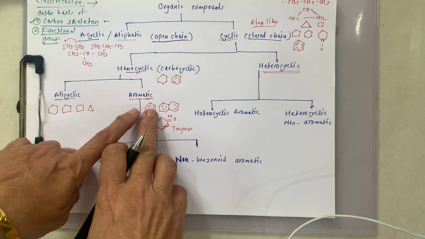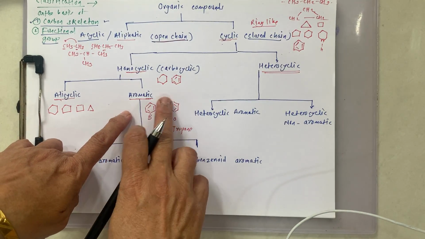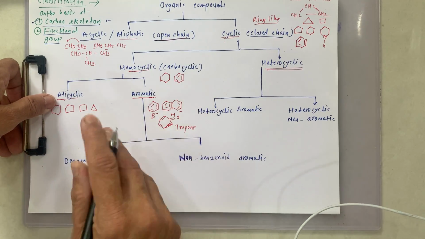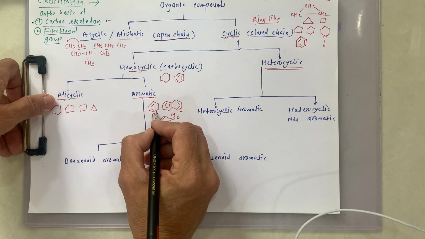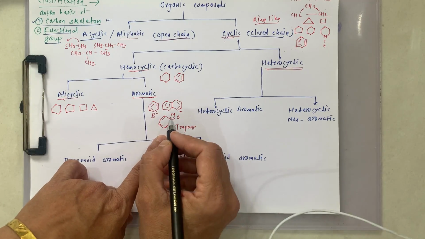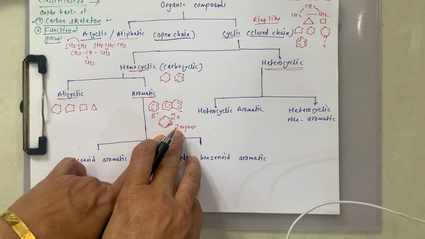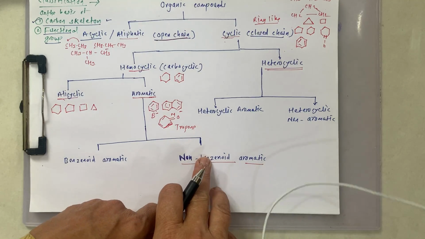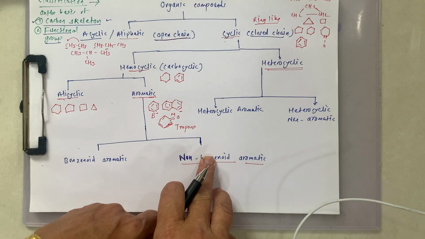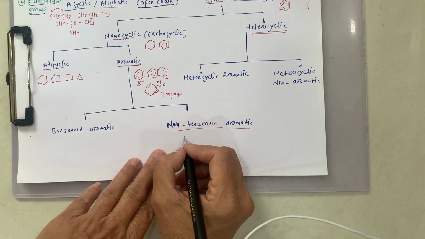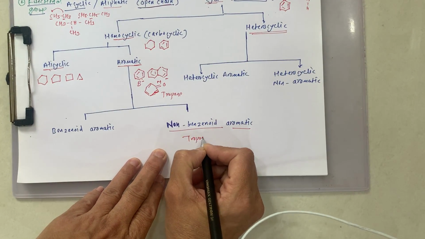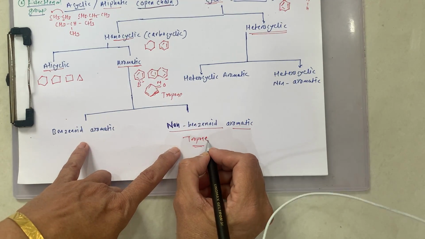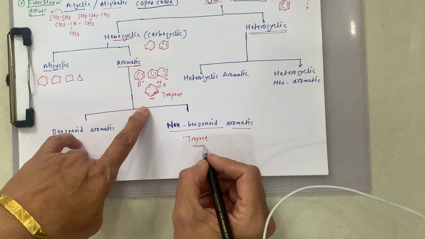Then see, here it is an aromatic structure. Benzene is a very common benzene ring, but this is aromatic but not showing the benzene structure. Then this is known as a non-benzenoid aromatic compound, that is tropone. Remember this compound, this is tropone.